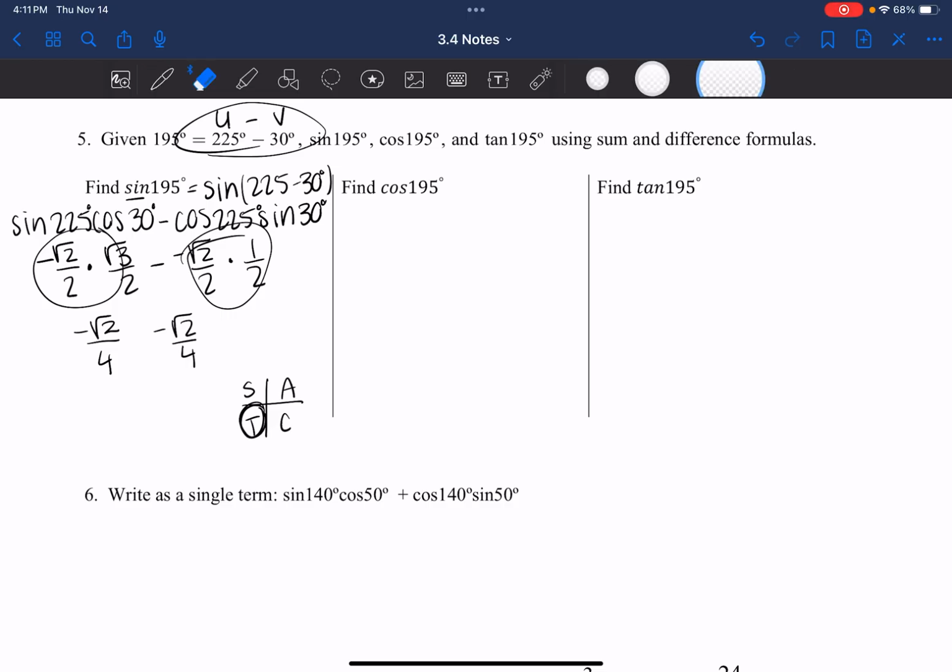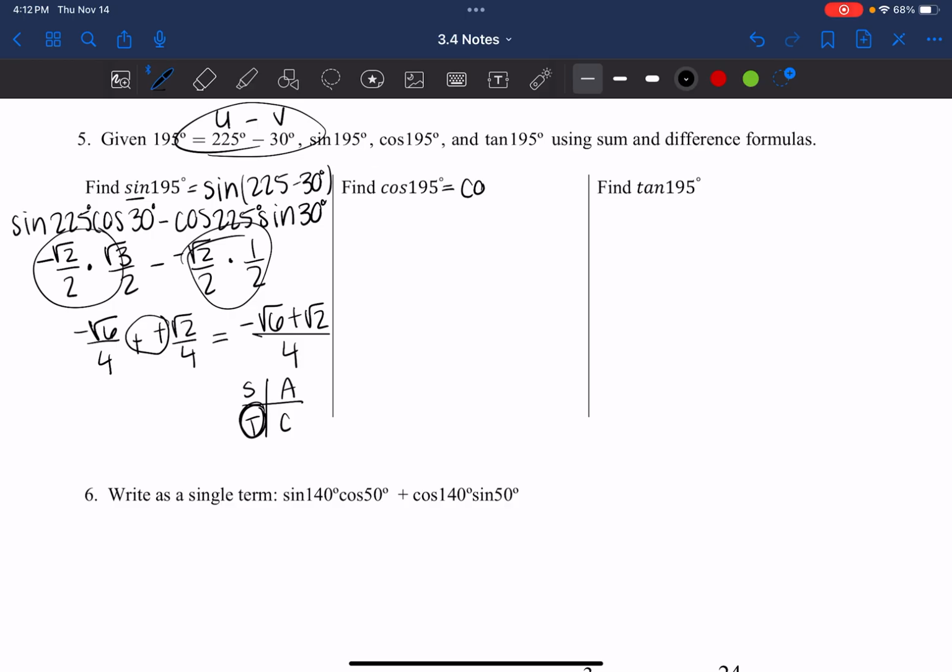Oh, that first one, I apologize. That's negative root 6 over 4 over here. And we're supposed to be subtracting. So I do have a common denominator, so I can subtract, but I notice I've got 2 negatives here, which really means we're going to end up adding. So I'm going to end up with negative root 6 plus root 2 over 4.